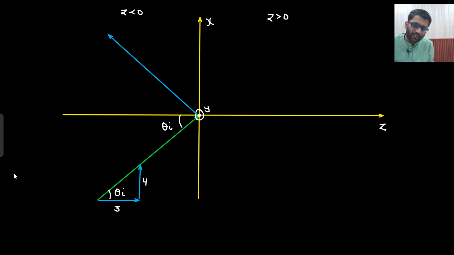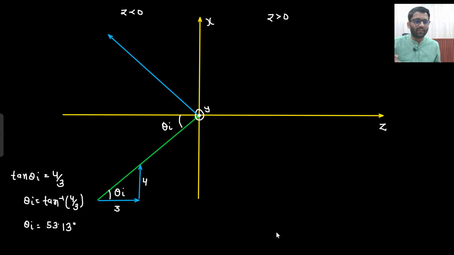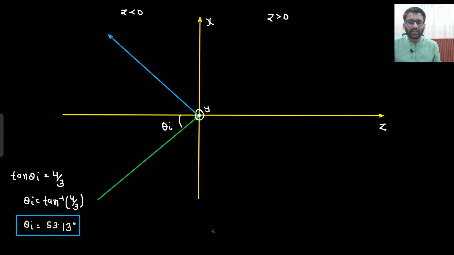So what will be your tan theta I? Tan theta I from here you can see is 4 by 3. So theta I would be tan inverse 4 by 3. The answer would be the same, theta I would be 53.13. So better than dot product, using only the direction of EM wave propagation, we can find the value of theta I without even using the dot product. So you can do whatever you are comfortable with. So I have told you two methods to find the value of theta I.